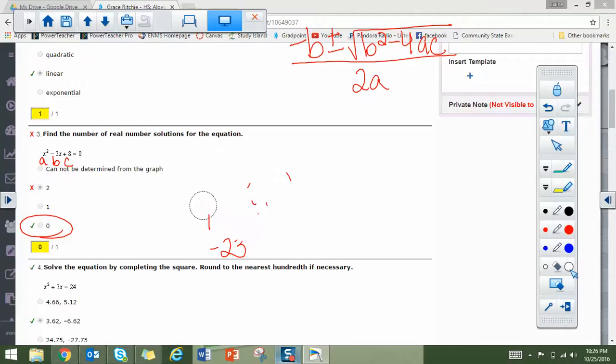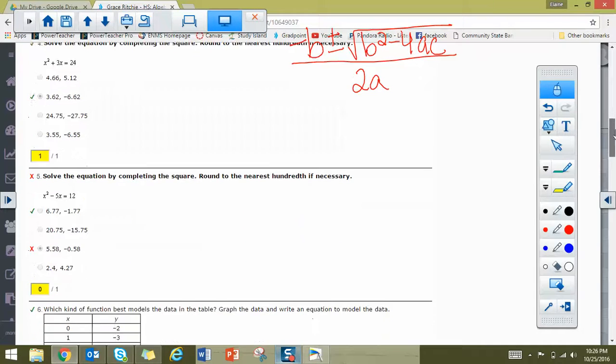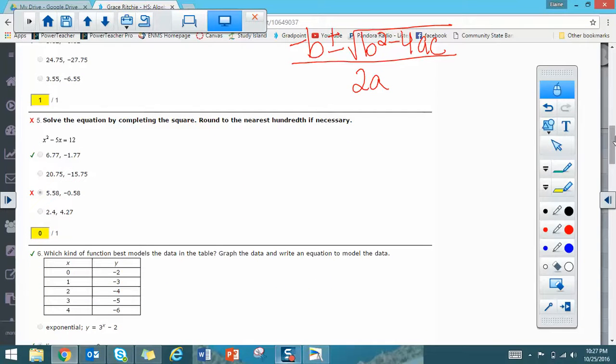Okay, let's erase this one and scroll down. Okay, completing the square. So when you complete the square, a couple things have to happen. First of all, the c term has to go to the other side. 12 is already over there. So we're going to write x squared minus 5x.